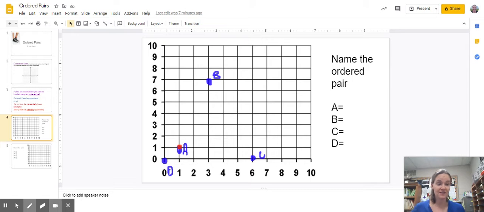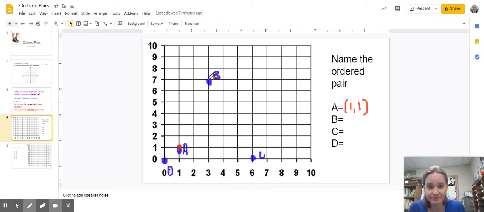Now, to find my ordered pair, I'm going to put it in parentheses. All right, so put parentheses. Now, how far do I go over? I go over 1. I start at 0, and I go over 1. Then, from there, how far do I go up? 1. So point A is at 1, comma, 1. And we put those in parentheses.